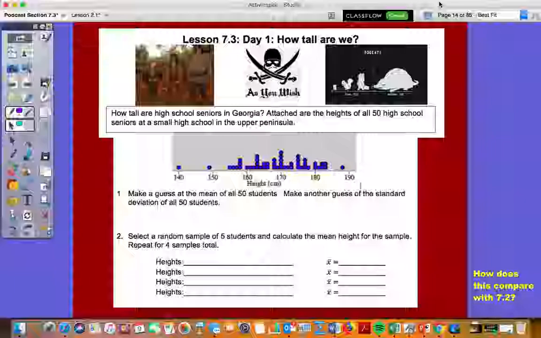It says, make a guess at the mean of all 50 students. Make another guess of the standard deviation of all 50 students. I will give you 4 tickets. Raise your hand. What do we call this distribution up here? If you can raise your hand and help me. Eric? Dot plot. It is a dot plot. That's good. I'm going to give you 2 there.